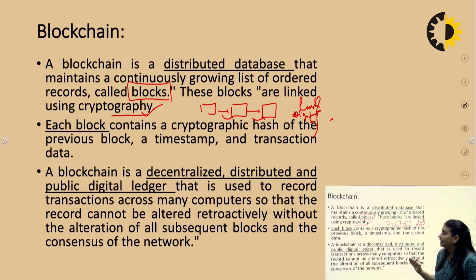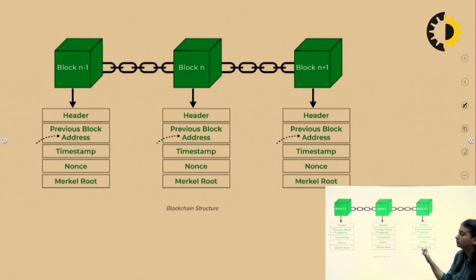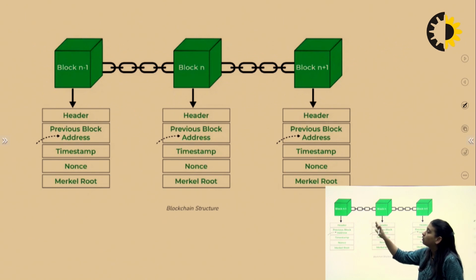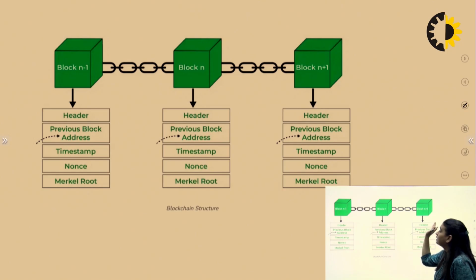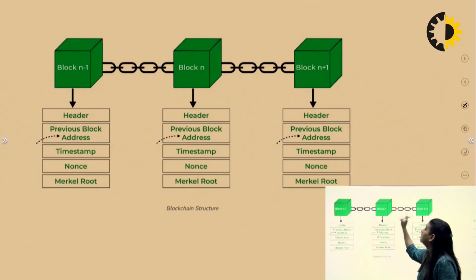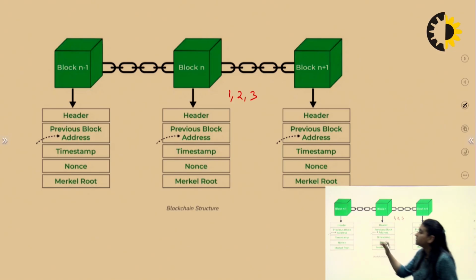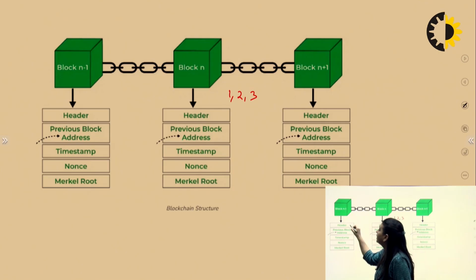The second point says that each block contains a cryptographic hash of the previous block, a timestamp, and the transaction data. As you can see in this diagram, we have the blocks like block number n-1, then block n, and n+1. The blocks are arranged in order: first n-1, then n, then n+1, or you can simply say 1, 2, 3. Then these are some of the components a block holds: the header, previous block address, timestamp, nonce, and the Merkle root.